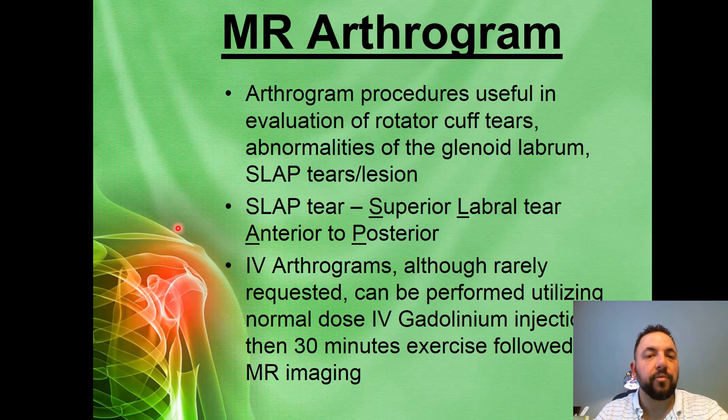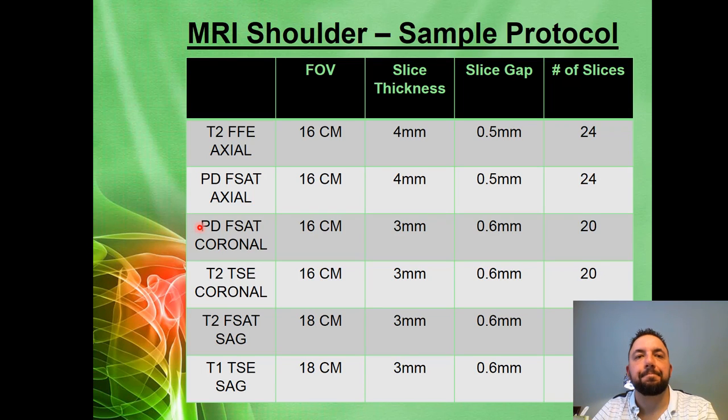Occasionally, you'll see a prescription for an IV arthrogram. Can be rarely requested, although you do see it once in a while, and it can be performed utilizing normal dose IV gadolinium followed by 30 minutes of exercise, let's say a shoulder, 30 minutes of exercise in that particular joint, and then we do the MR imaging. Although it can be adequate visualization, it's not nearly the diagnostic value as the full intra-articular injection directly into the joint space.